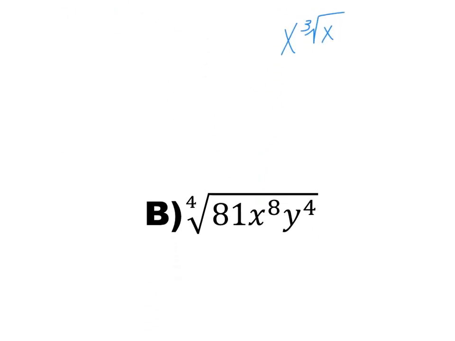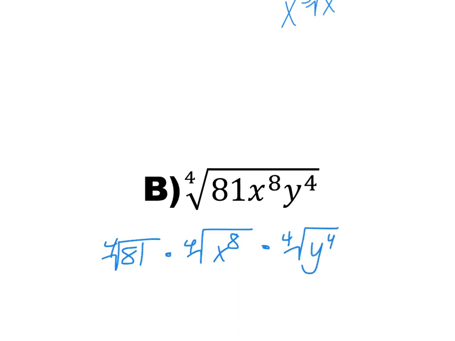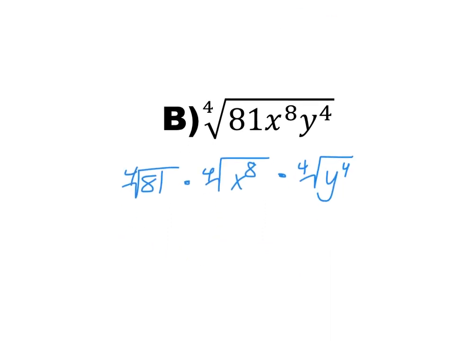If I have this, I'm going to just break this up into a bunch of different problems. I have the fourth root of 81 times the fourth root of x to the 8th times the fourth root of y to the 4th. So let's think about it. The fourth root of 81, what number times itself 4 times do you think will give you 81?